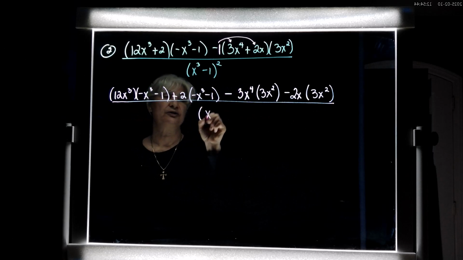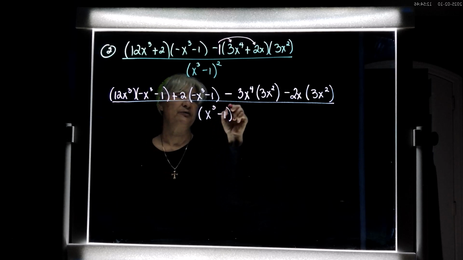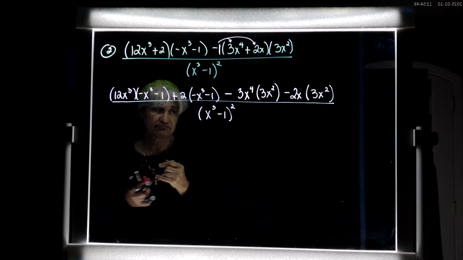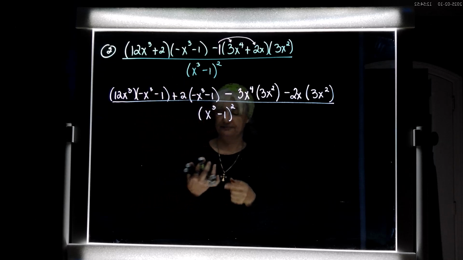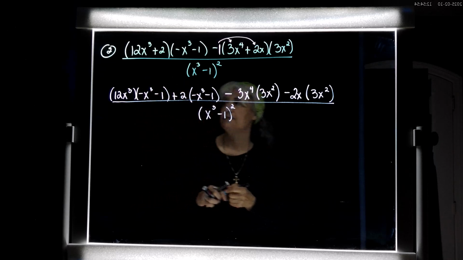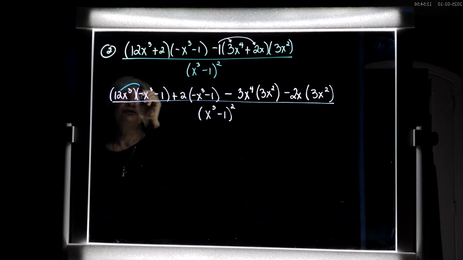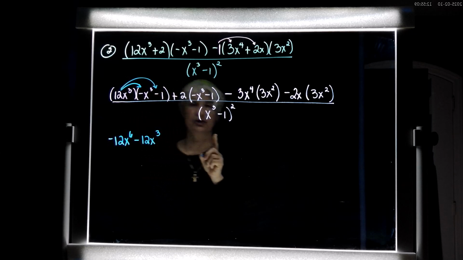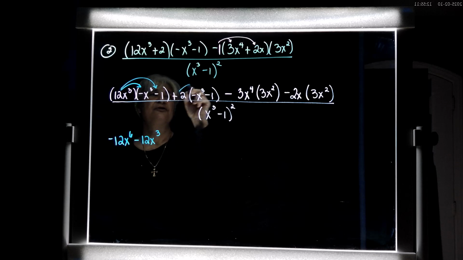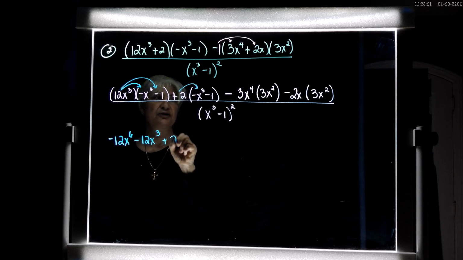No, I'm not going to distribute that. I don't want to waste my time and square that third degree binomial out. Forget it. Okay, let's see what's next. Okay, do your distribution. What do you get? Good, negative 12x to the power of 6. Another distribution, minus 12x to the power of 3. Good. Another distribution, plus 2.